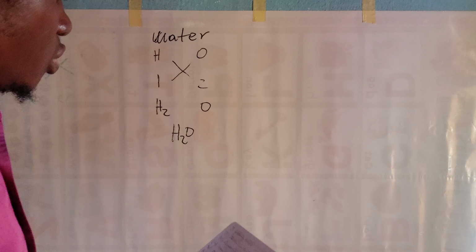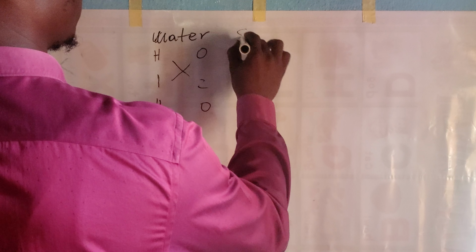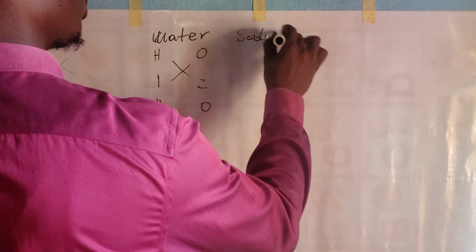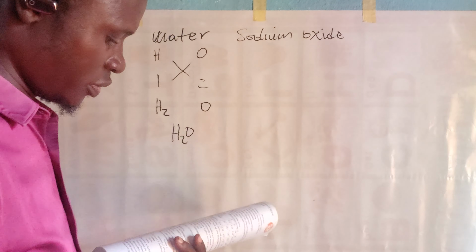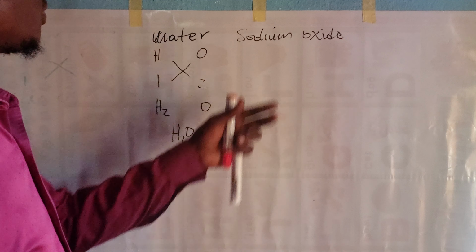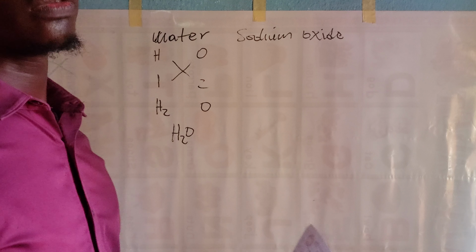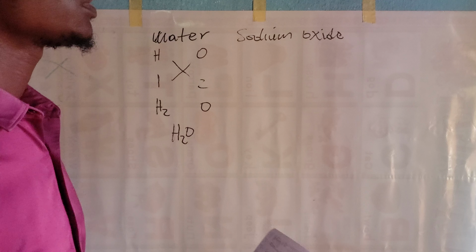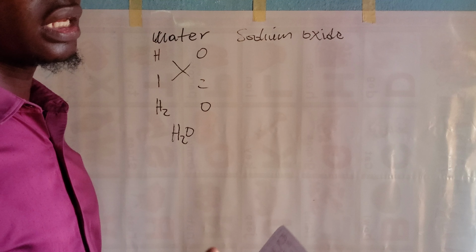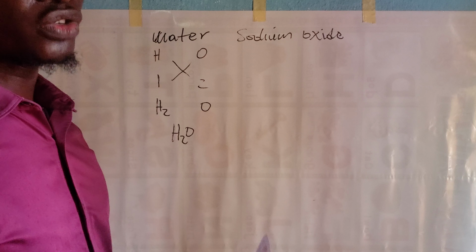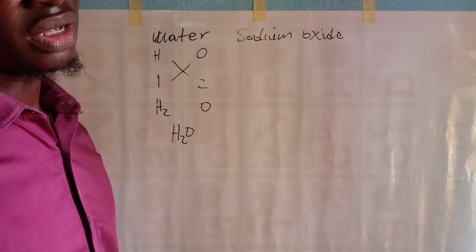So now we start with sodium oxide. For this sodium oxide also, you have to first identify the symbols of these elements, after which you identify their valencies. Now you do a cross multiplication for you to understand how to balance this, how to write a chemical formula.